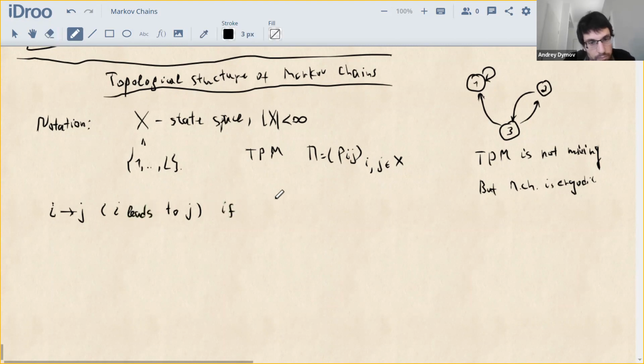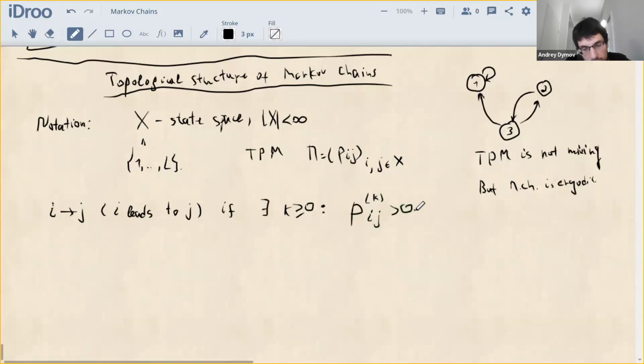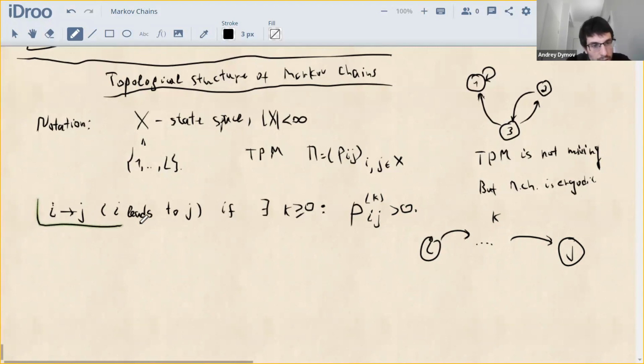if there exists k which is not strictly positive, it's zero, it's okay, such that in k steps, the transition probability from i to j is strictly positive. I recall this denotes the transition probability in k steps. So here you have your state i, here you have your state j, and you can find a path, say in k steps, which goes from the state i to the state j. Okay. So this is the first definition.